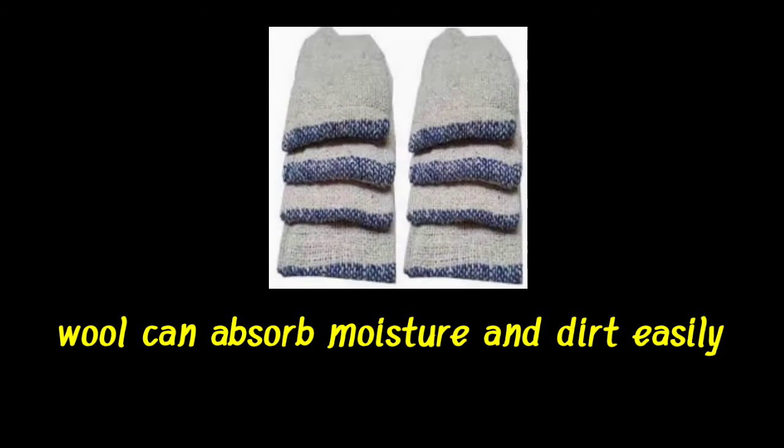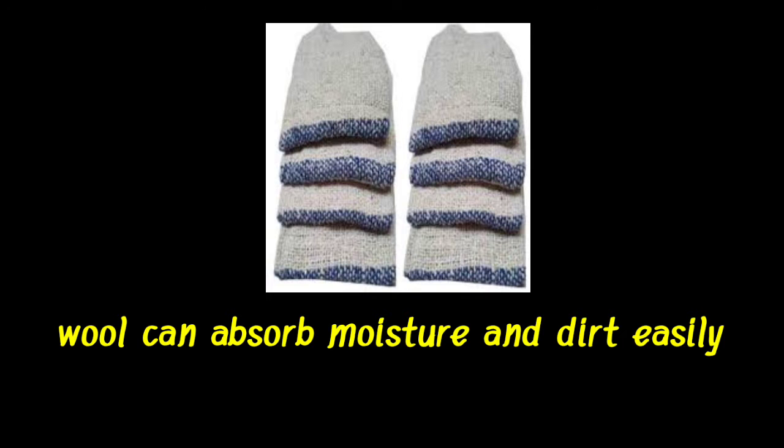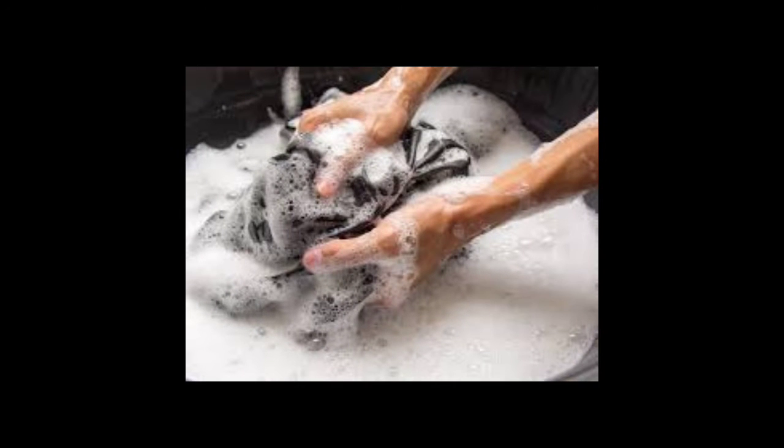Now the second property is that wool can absorb moisture and dirt easily. This property we can observe while washing woolen cloths. If we soak a woolen cloth and any other cloth in water, the woolen cloth will absorb more water. Because of this, the woolen cloth will weigh more than the other cloths after we soak them in water.